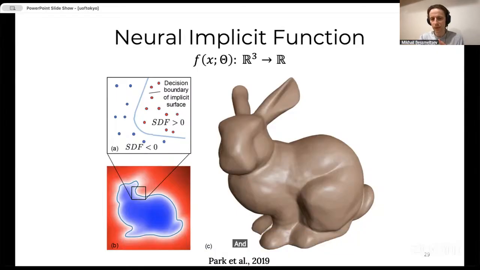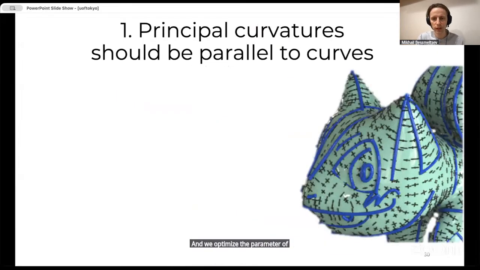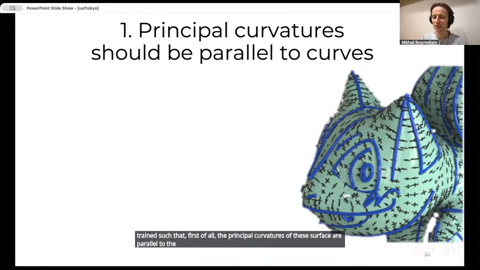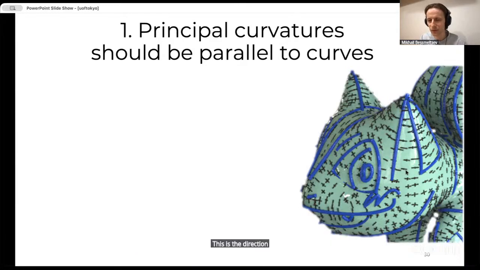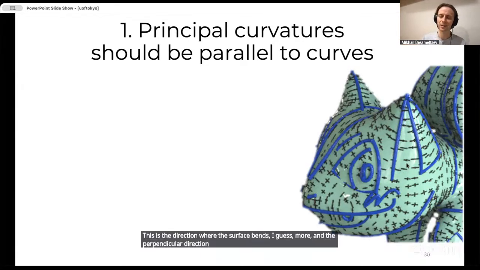And we optimized the parameters of this network, so trained, such that, first of all, the principal curvatures of the surface are parallel to the drawn curves, right? You can see that those are directions of principal curvatures. Here, for example, this is the direction where the surface bends more, and the perpendicular direction is where it bends less, where it's straight, for example, here on the ear. And you can see that one of those directions is always parallel to the curves. This is what we want.